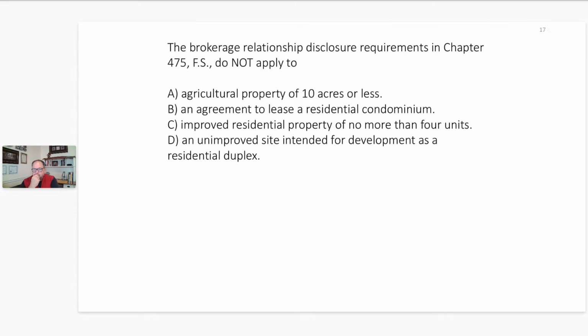Good. Excellent. Good answer. So we know answer A, answer C, and answer D fall under the definition of residential disclosure. That's residential sales. Leasing is an exemption, as we saw in our studies. So we're talking about answer B. Answer B. Good job. Excellent.